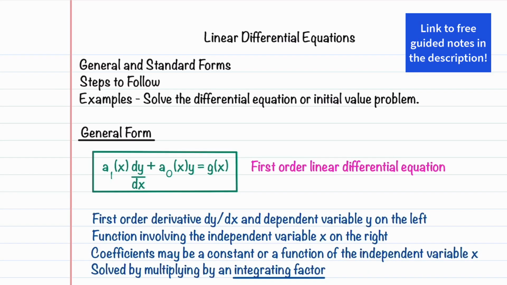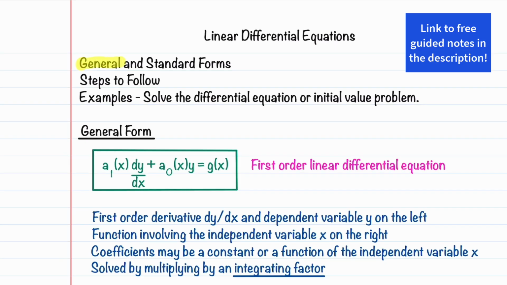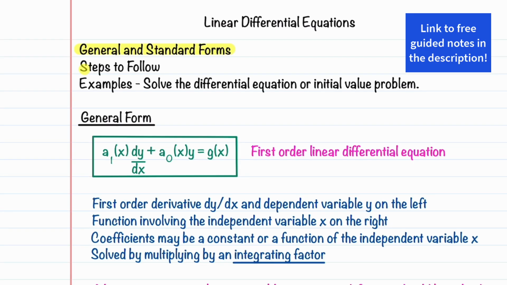In this video, we're going to learn how to solve linear differential equations. We'll start by learning what a first-order linear differential equation looks like and how to write it in standard form. We'll then go over the step-by-step process for solving linear differential equations using an integrating factor and work through several examples so that you can recognize when an equation is a first-order linear equation and then know exactly how to solve it. Let's get started.